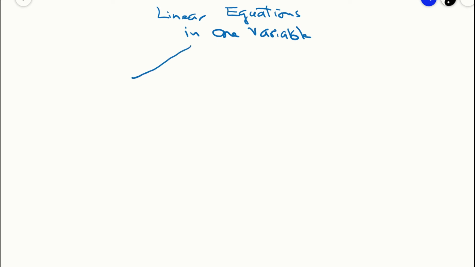So we can summarize our understanding of linear equations in one variable in the following way. Linear equations in one variable fall into one of three categories. One is the most familiar type we're used to, where we only get one solution. So, such as x plus 2 equals 5, right? That gives us just x equals 3.